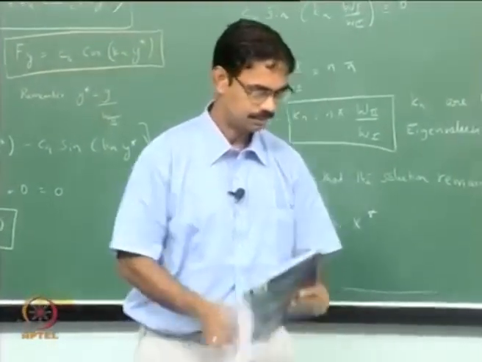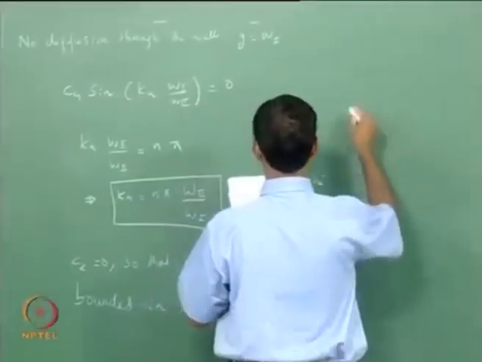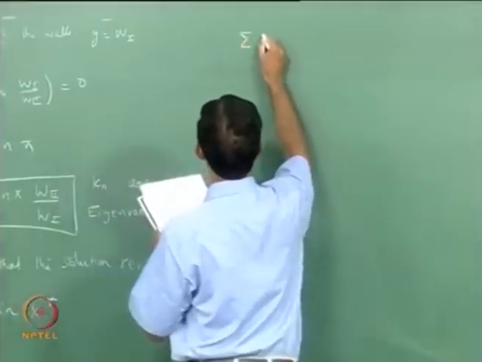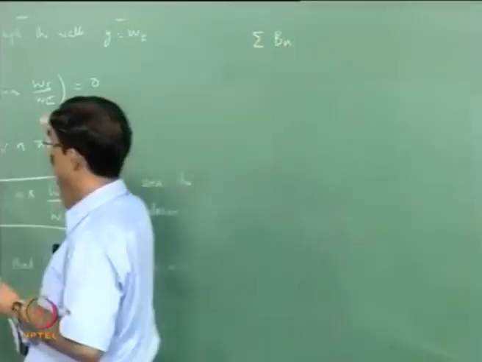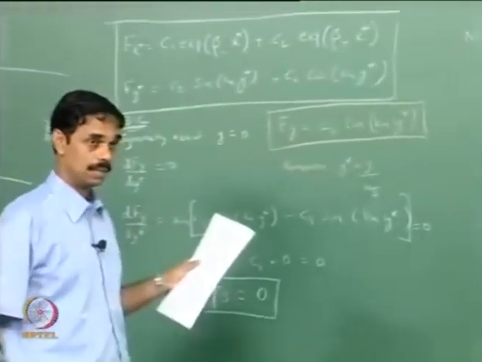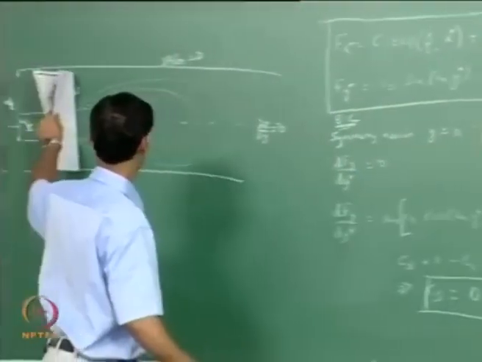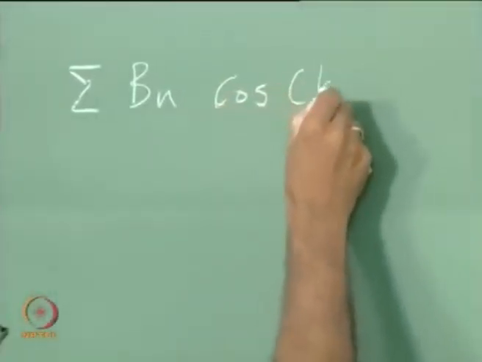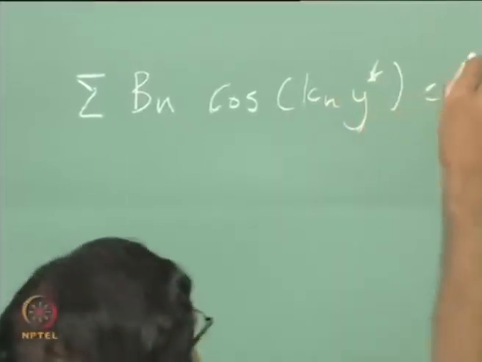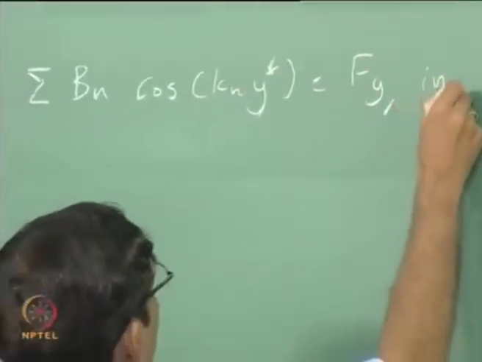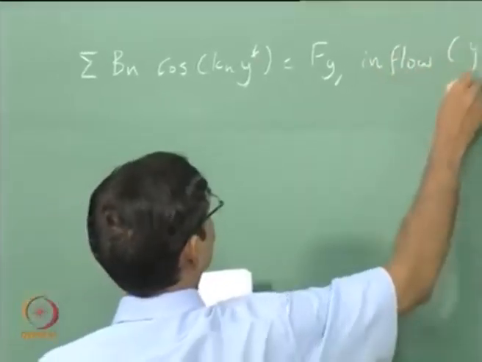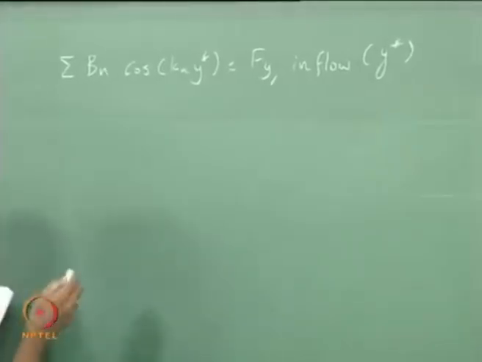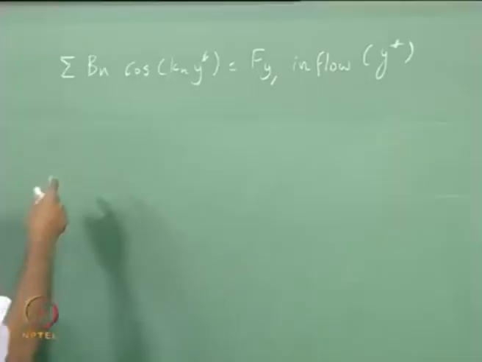So how do you do this? e power 0 would be 1, right? So we put our x equal to 0 here. So our solution is equal to F y comma inflow of y star. So let's multiply both sides by cos kn y star and integrate.